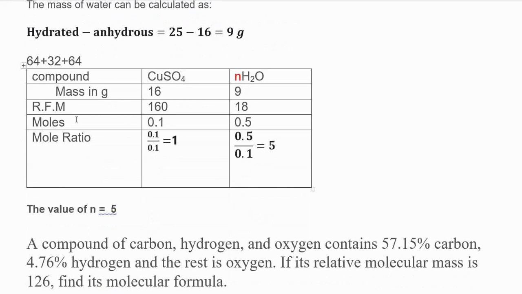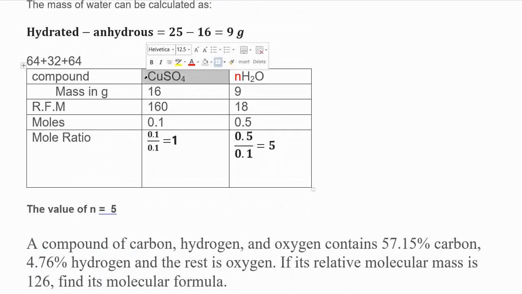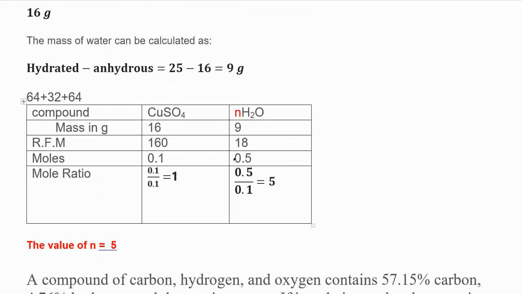So when we go to number of moles, 16 divided by 160 is 0.1, and 9 divided by 18 is 0.5, and that is how you get the mole ratio. So once we have the mole ratio, the coefficient of copper sulfate here is 1, and the coefficient of water here is 5. Therefore, the value of N is 5, and that is how you calculate that.